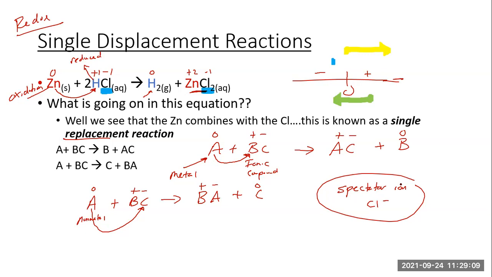The last important thing about this is whatever is coming in to kick out. So for example, our A to our BC. In order for this reaction to take place, whatever is coming in needs to be more reactive than what it is replacing.